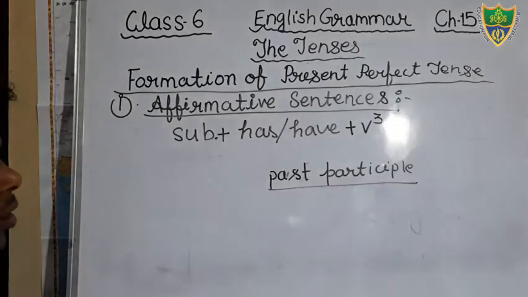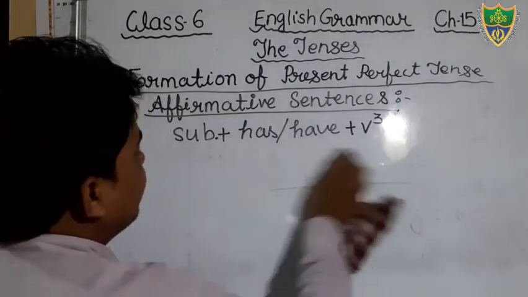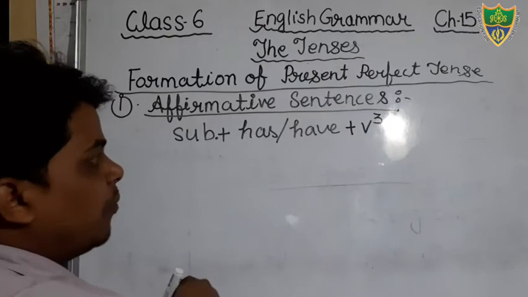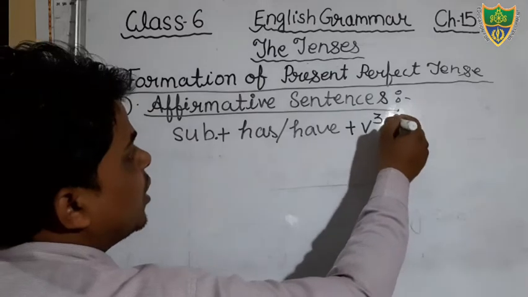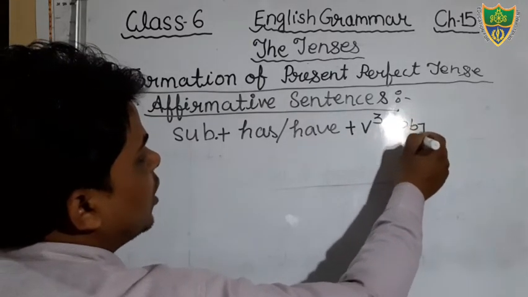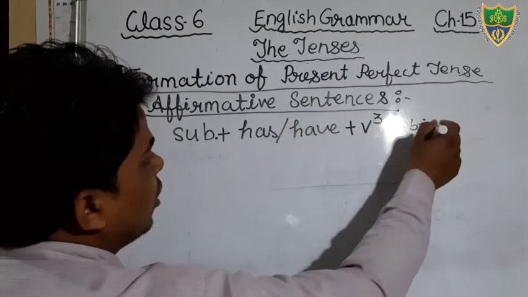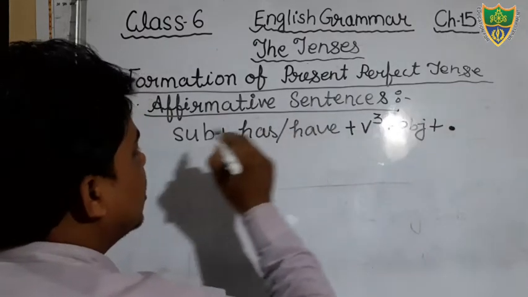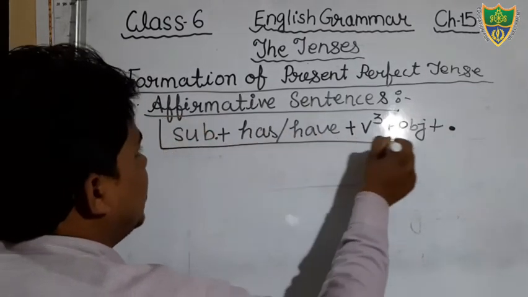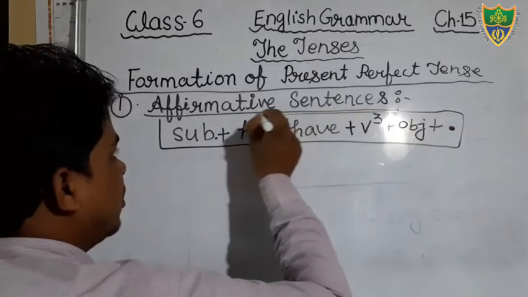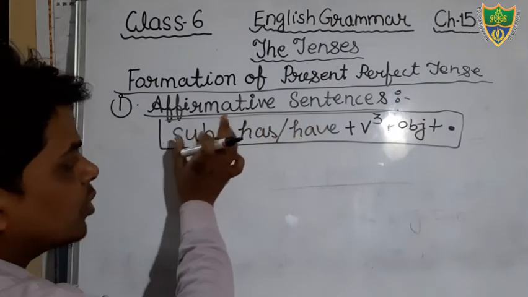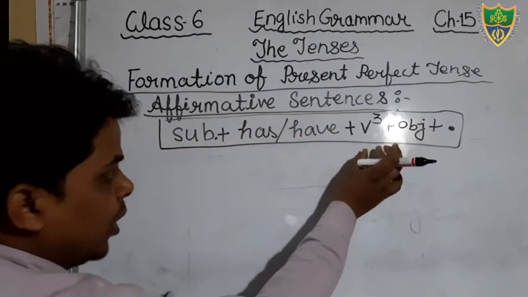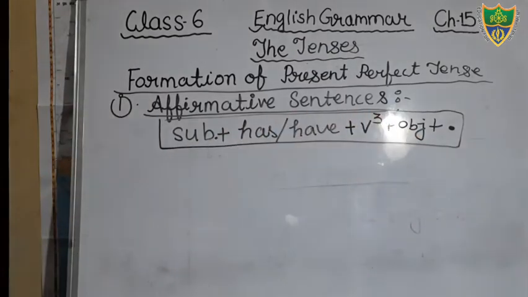Okay students, so just see here. Subject will be there, helping verb will be there, then after that the third form of the verb will be there. If there is an object, you will use the object. If there is no object, then you will not use an object. Then after that, full stop. Okay, this is your affirmative structure. Keep in your mind, there will be subject, then helping verb according to the subject, has or have, then third form of the verb, then object, then full stop at the end of the sentence.